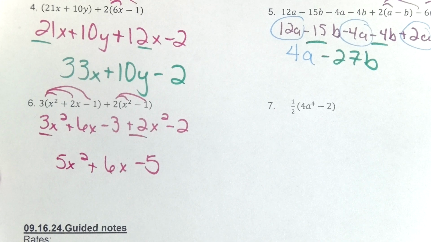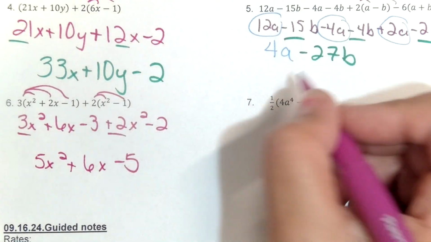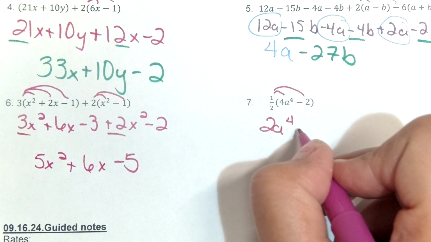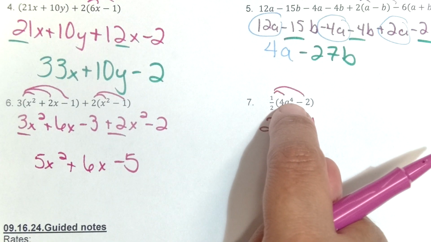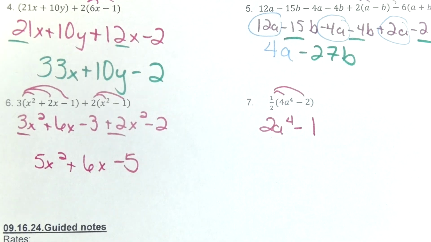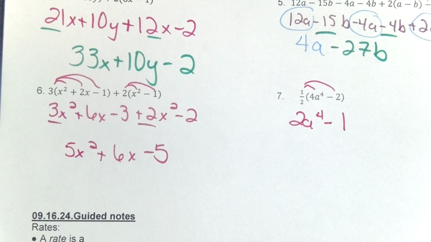Good? All right, next one. All you do is distribute. That gives me 2a to the 4th minus 1. Some of you divided the 4 by 2. Only divide the coefficients. Questions? Okay.